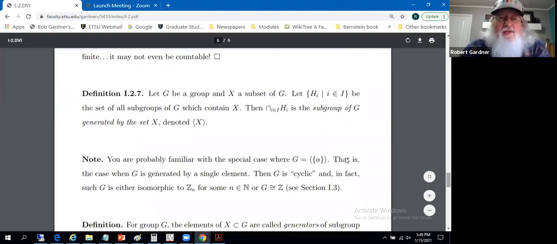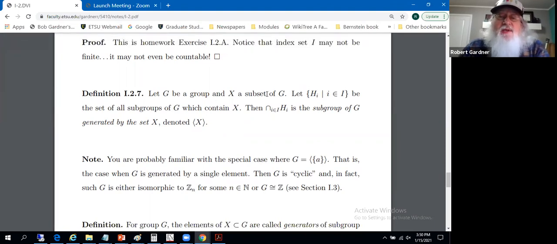Next definition, related to this previous idea, is to take a group G, everything here again is happening inside group G, and let X be a subset of group G. So it's simply a set of elements of G. Consider H sub I to be the set of all subgroups of G which contain set X. So here we've got H sub I as subgroups, and these subgroups include all of them, this subset X of elements of group G. Then, definition, we're saying take all such H sub I, intersect them, and that is by definition the subgroup of G generated by that set of elements X from group G, denoted with angle brackets.